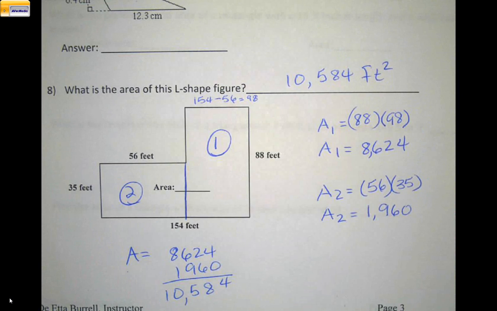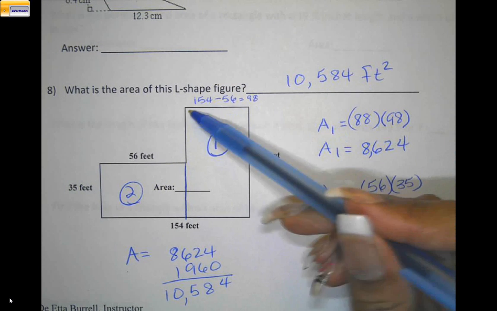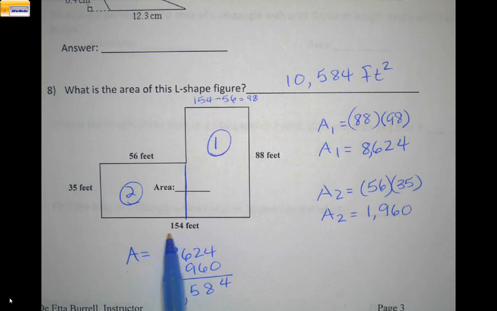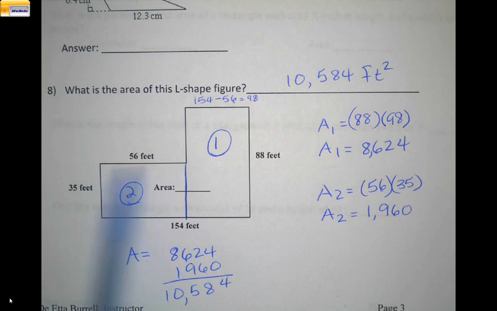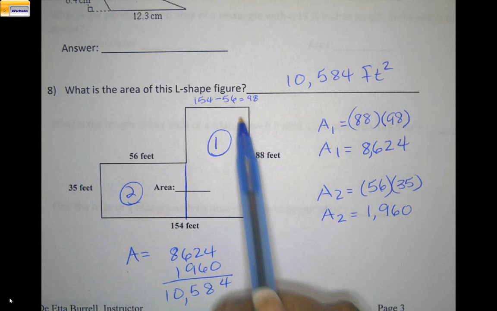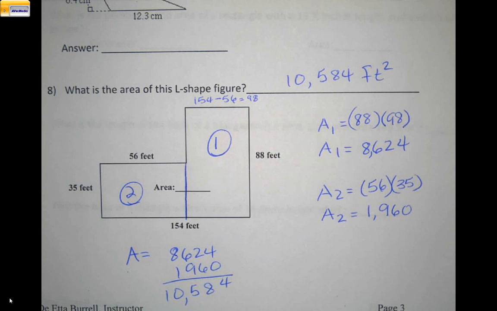So the first thing to do is subtract that 56 from 154. Well, yeah, because you have to get the length of this side. We don't have it, so we have to take 154, which is the horizontal length of the whole thing, and subtract the 56, which is for this part. That'll give me the 98 that's left. So, yeah, you have to do that when you're doing these L shapes. You have to get the length and the width of each section. So my total area is 10,584 feet squared.